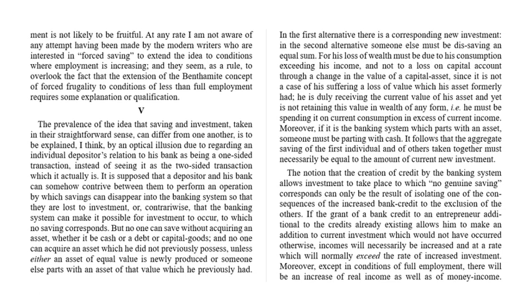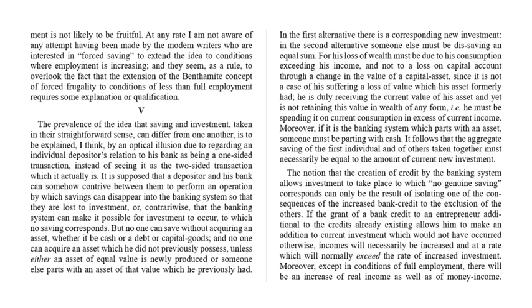He is duly receiving the current value of his asset, and yet is not retaining this value in wealth of any form; that is, he must be spending it on current consumption in excess of current income. Moreover, if it is the banking system which parts with an asset, someone must be parting with cash. It follows that the aggregate saving of the first individual and of others, taken together, must necessarily be equal to the amount of current new investment.